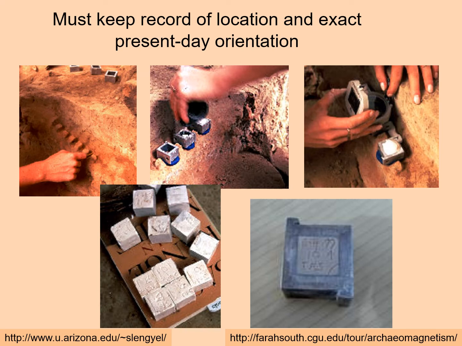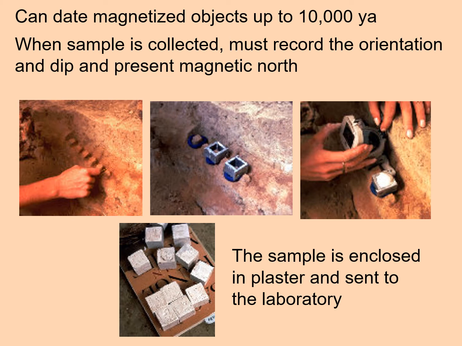To submit a sample for archaeomagnetic dating, you have to cut these little columns and take the sample, but you have to record the present-day location and the exact present-day orientation so that they can compare that against the prehistoric one. So you can date magnetized objects up to about 10,000 years ago. The sample that you take is enclosed in plaster and sent to the laboratory, where it's put into a machine that finds out where the magnetic field faced back when the object was used.